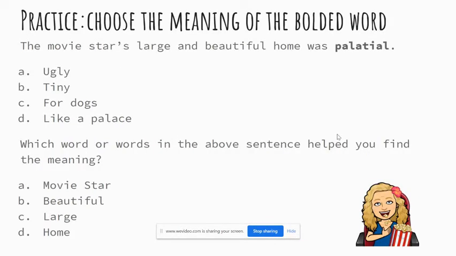All right, so at this time you're going to practice. So practice the meaning, you're going to choose the meaning of the bolded word. So first example, the movie star's large and beautiful home was palatial. Your choices are A, ugly, B, tiny, C, for dogs, or D, like a palace.